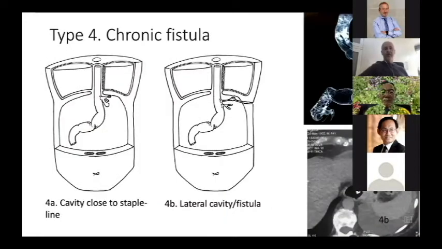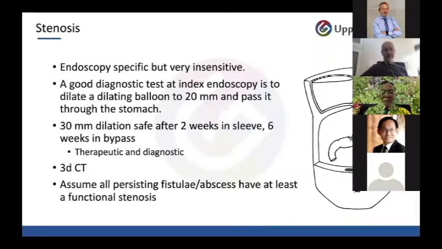And then there's chronic fistulas. But again, most chronic fistulas can be classified as well. You'll generally either have a cavity which is close to the staple line, or type B, which is a lateral cavity or draining fistula. I've mentioned stenosis. I think endoscopy is specific but very insensitive. And often when surgeons endoscope patients, they're actually not that interested in finding out whether they've created a stenosis, and it tends to be undercalled.